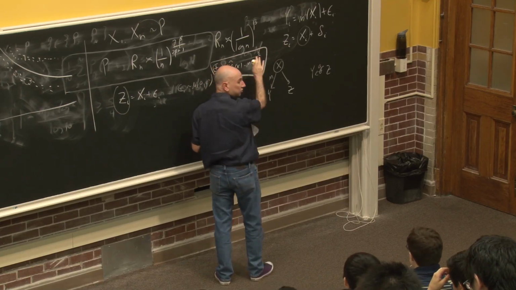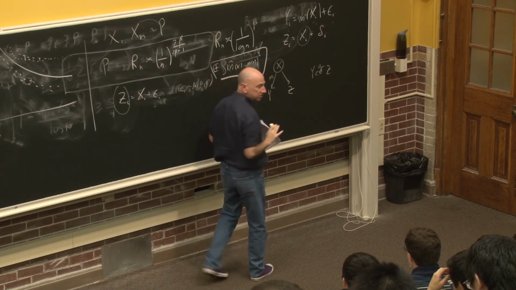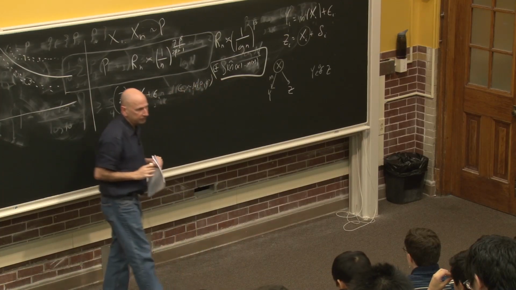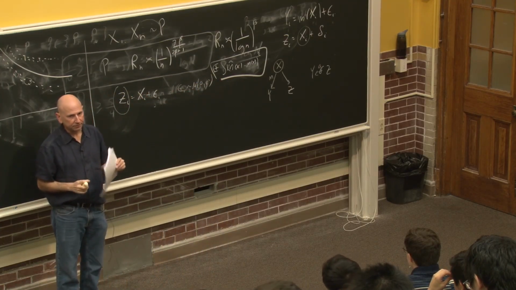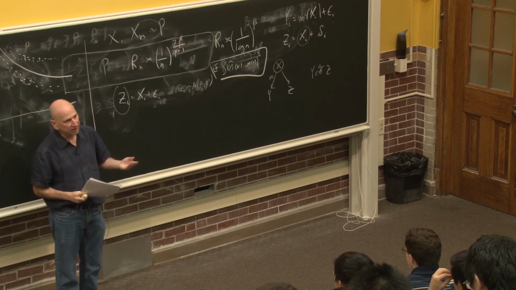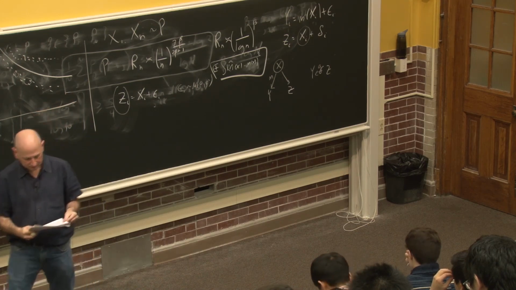So I'm assuming you're interested in estimating the relationship between y and x. And that's what makes it hard, because you don't observe x. You're observing some sort of surrogate for x.